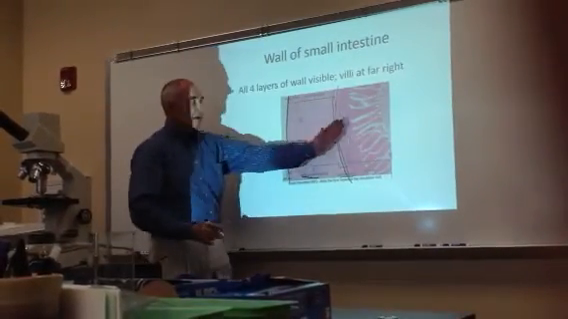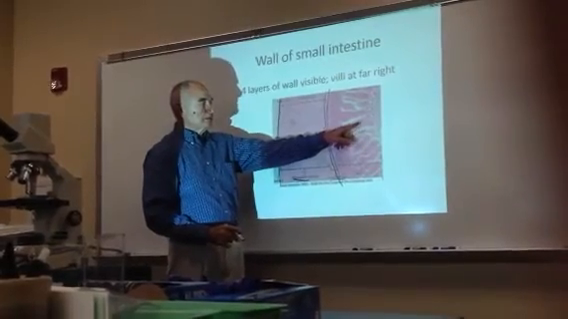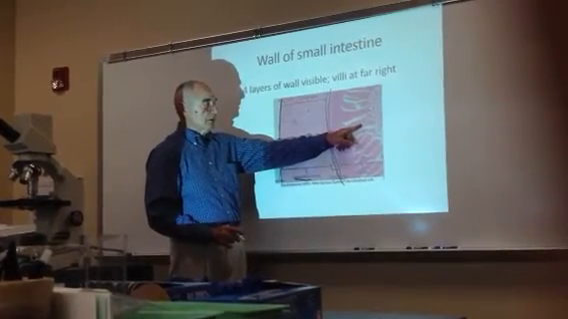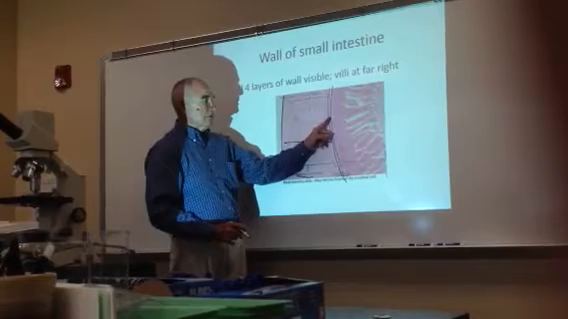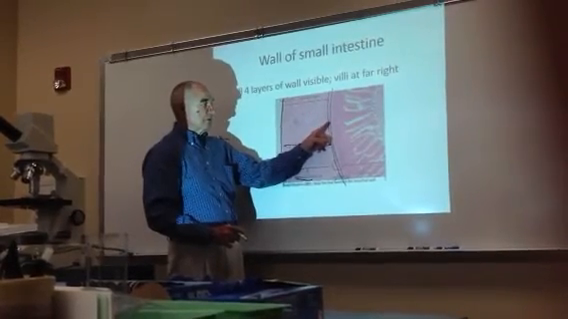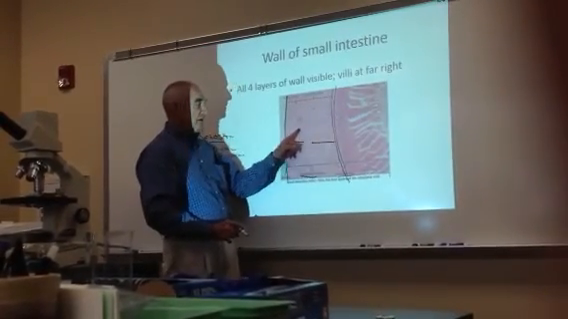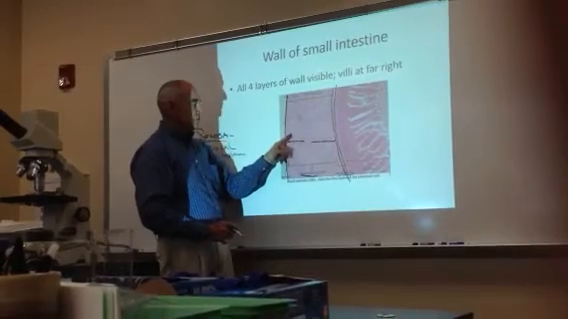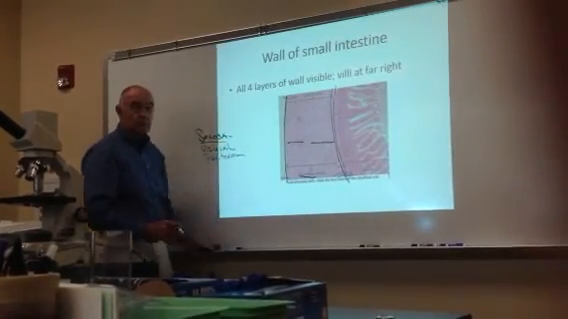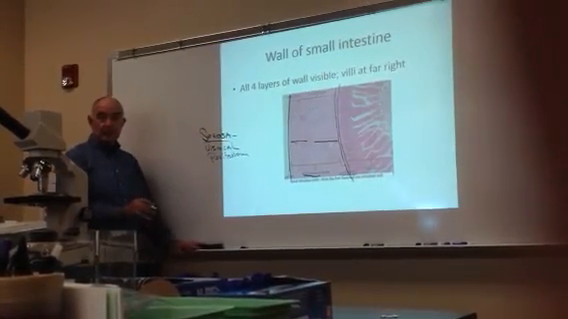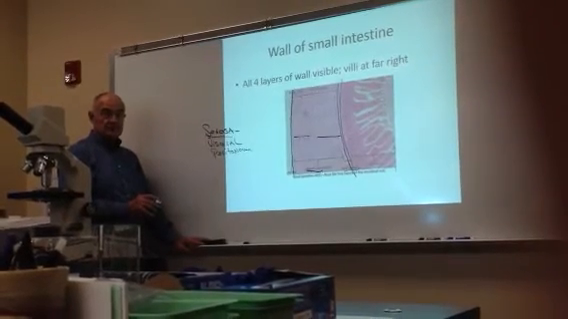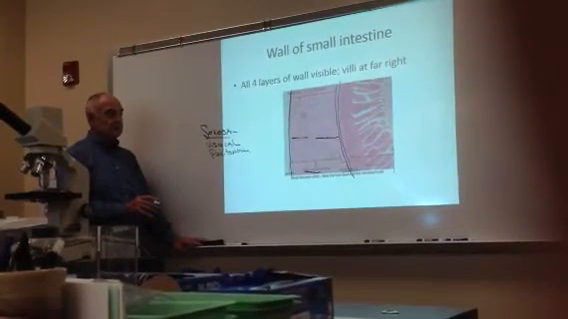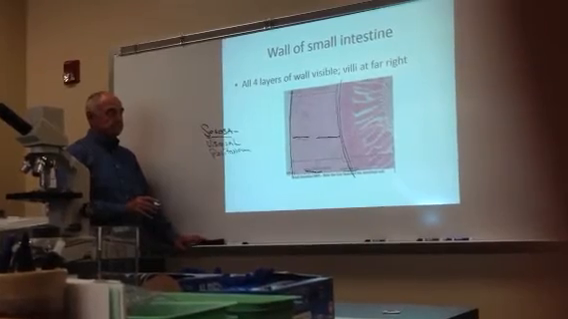Okay. Epithelium, simple columnar. Submucosa, areolar connective tissue. Muscularis, smooth muscle. Serosa, it's a thin membrane of areolar connective tissue and simple squamous epithelium on the outside.